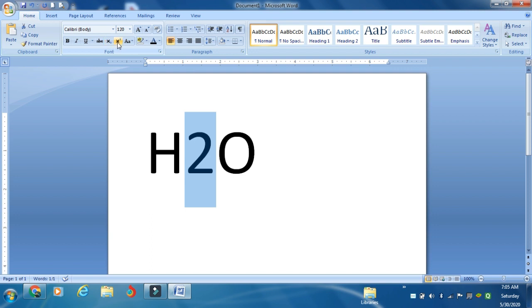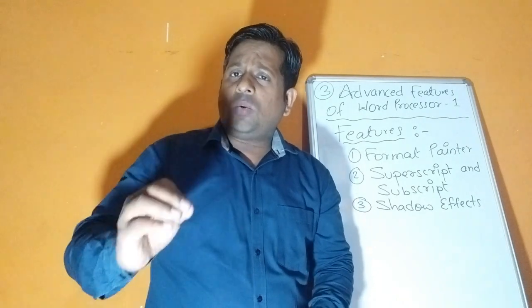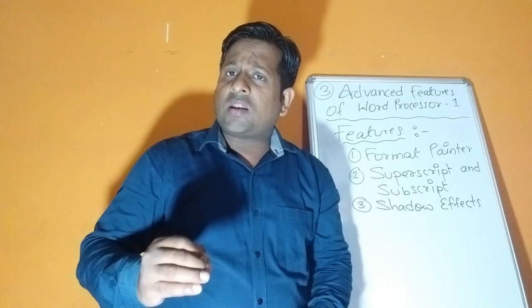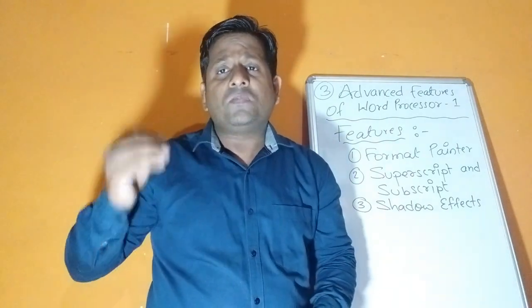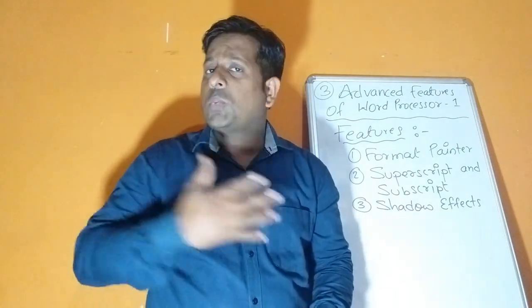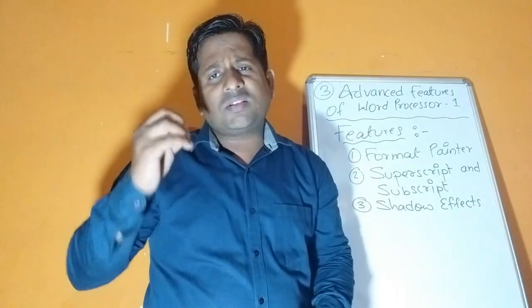In the same way, we have superscript also. In superscript, the text will be above the normal baseline. You can see here, we basically use it for powers and so on. So this feature is known as subscript and superscript. So children, you have seen how Format Painter, then Superscript and Subscript, these features help us do our work in an easier, simpler way.